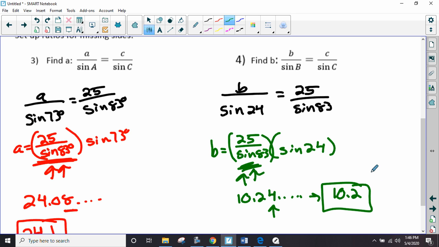Hopefully that helps with going over the law of sines, finding sides again. We'll look again later at finding angles, probably stepped out about like this.